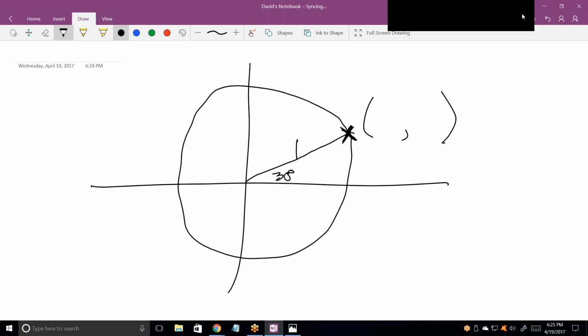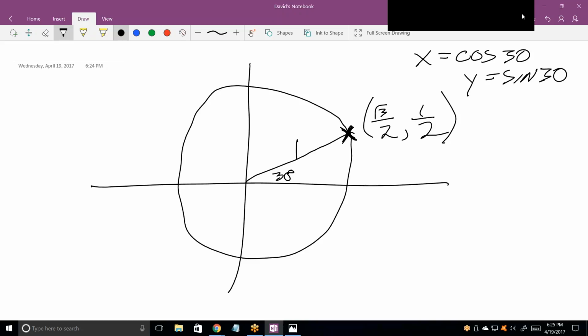Well, the thing you got to know is that the x-coordinate is the cosine of 30 degrees. The y-coordinate is the sine of 30 degrees. Cosine of 30 degrees, from my two triangles, is square root of 3 over 2. Sine of 30 degrees, remember I said memorize that, that's 1/2. So when I'm drawing my unit circle, every coordinate point is cosine of that angle, comma, sine of that angle.